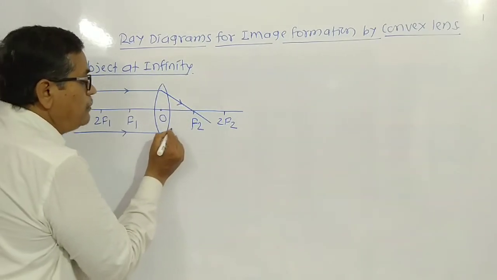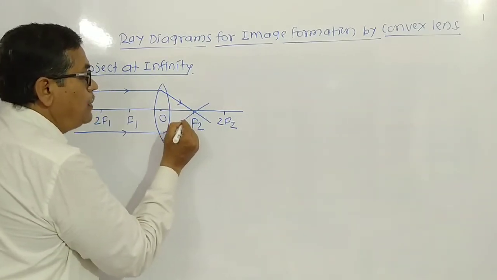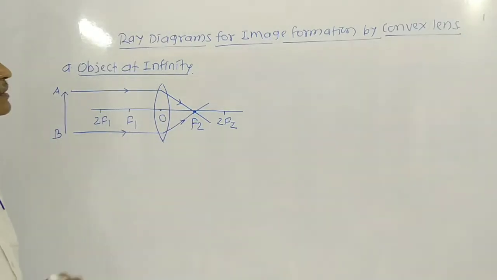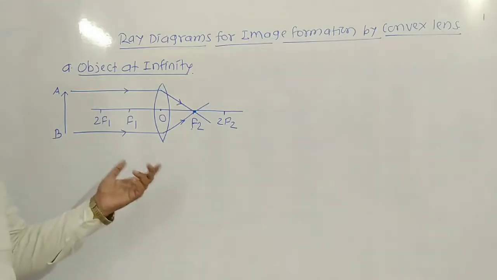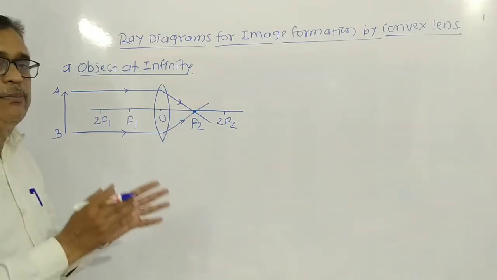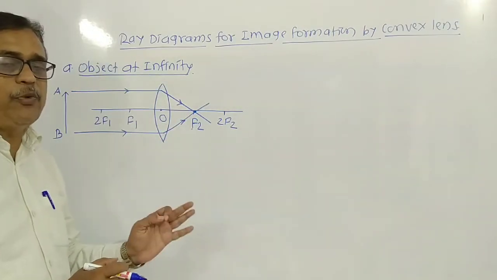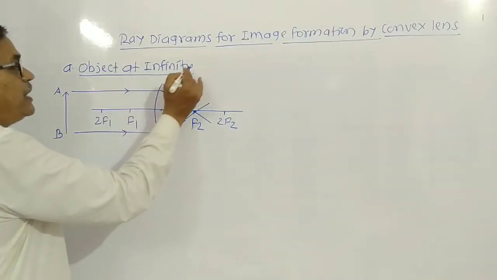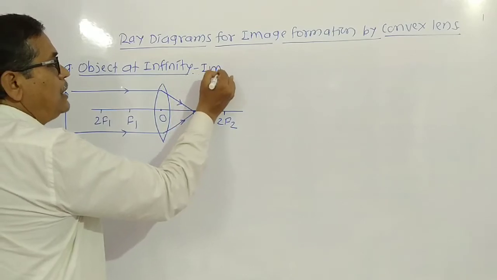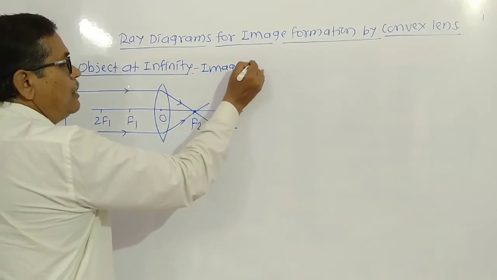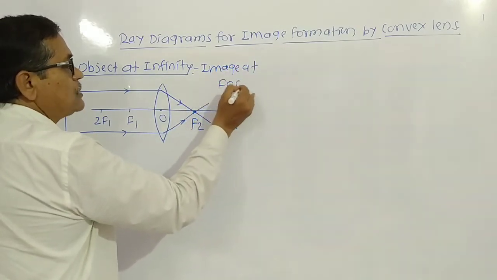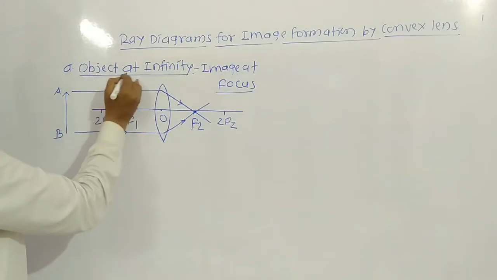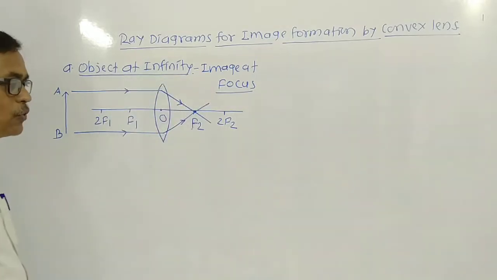The refracted ray passes through the focus, which means the image of the object is at the focus. Where the refracted rays meet, that point is the image point. In this way: object at infinity, image at focus.